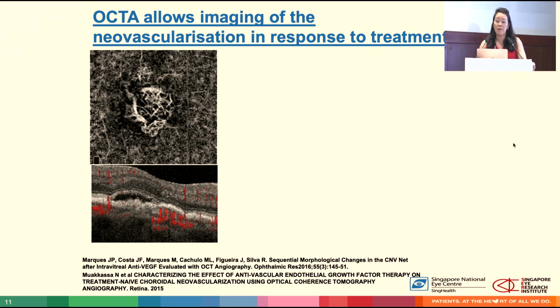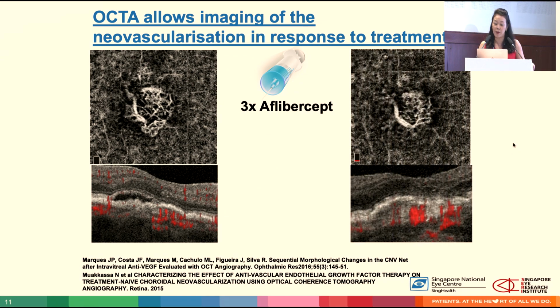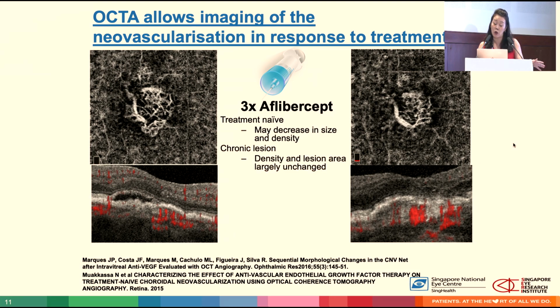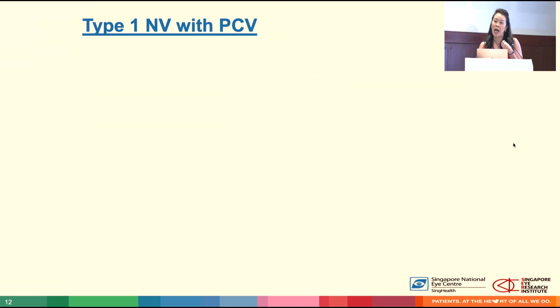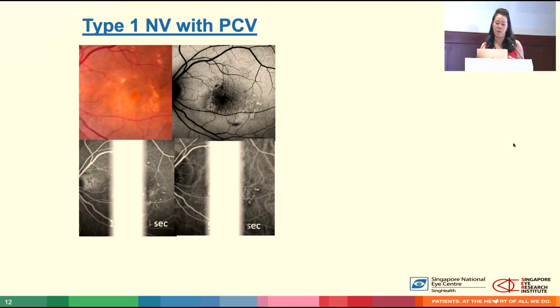The important thing, as we mentioned before, is that OCTA allows neovascularization to be monitored in response to treatment. In this case, after 3 aflibercept injections, you can see the size and the density of the lesion decrease. In chronic lesions, you can see a pruned tree appearance, and the small peripheral vessels and anastomoses go away, leaving a more stable membrane. This is important because a stable membrane leaks very little and helps prevent atrophy, and we should be aiming for a stable membrane if we can't get rid of the membrane altogether.